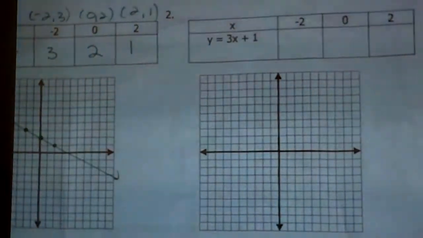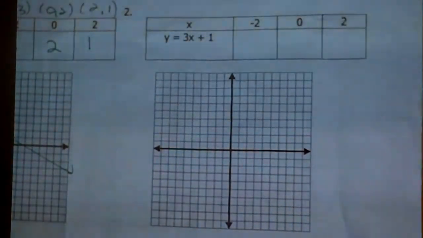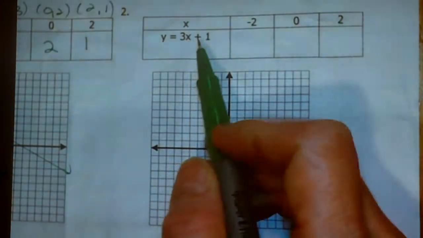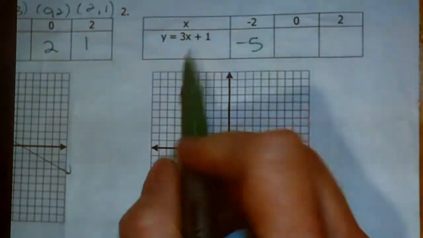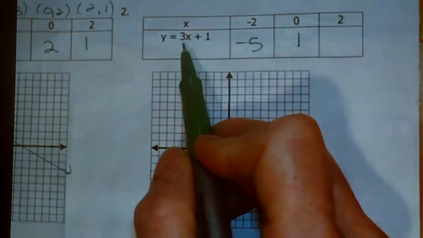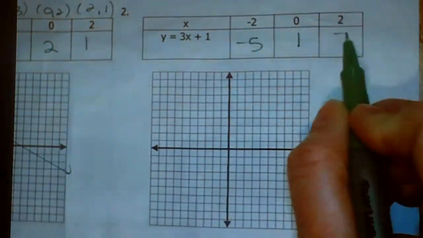Right, for number 2, same thing. We just had to plug in the values for x and see what happens with y. So when x is -2, 3 times -2 is -6 plus 1 is -5. When x is 0, 3 times 0 is 0 plus 1 is 1. And when x is 2, 3 times 2 is 6 plus 1 is 7.